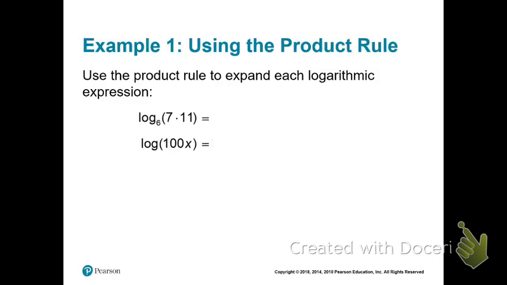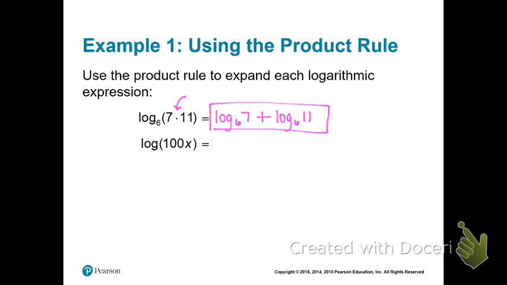So here we got log base 6 of 7 times 11. And so we're going to do that because we see it's being multiplied. We can expand them by using addition. So that log base 6 is going to go to the 7. Plus, because it's being multiplied, and then the log base 6 goes with the 11. And then if we could work out either one of those, we would need to. But at this point, we can't.